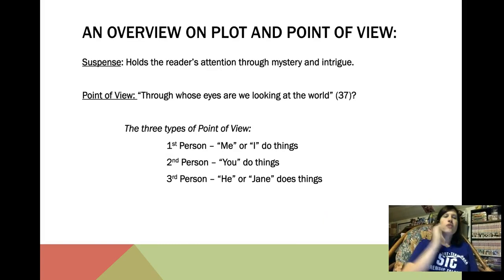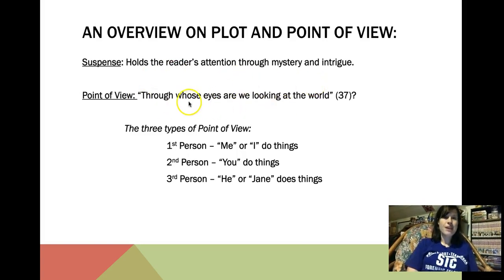So an overview of plot and point of view, and we'll get to these PowerPoints where we go over the entire chapters later on. But suspense holds a reader's attention through mystery and intrigue. I like suspense books and suspense movies because I love plot twists. I love when things take a dramatic turn you don't expect, and people are fascinated by that. I mean, think of all the shows that we have out there that go over true crime investigations and Law and Order. Grim and gruesome things people are oddly fascinated by because it's something we're not familiar with. And we want to learn, why do people think like that, or why do these things happen? It's kind of human curiosity. And a lot of stories try to have that same effect.